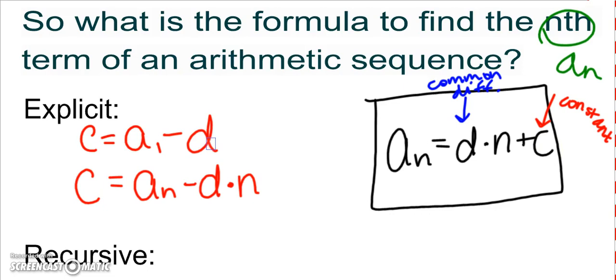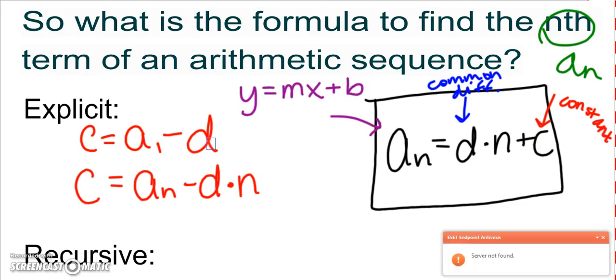Now, this formula over here looks very similar to a y value, an output, being equal to some slope times our input plus our y-intercept. And they are very much related to one another.